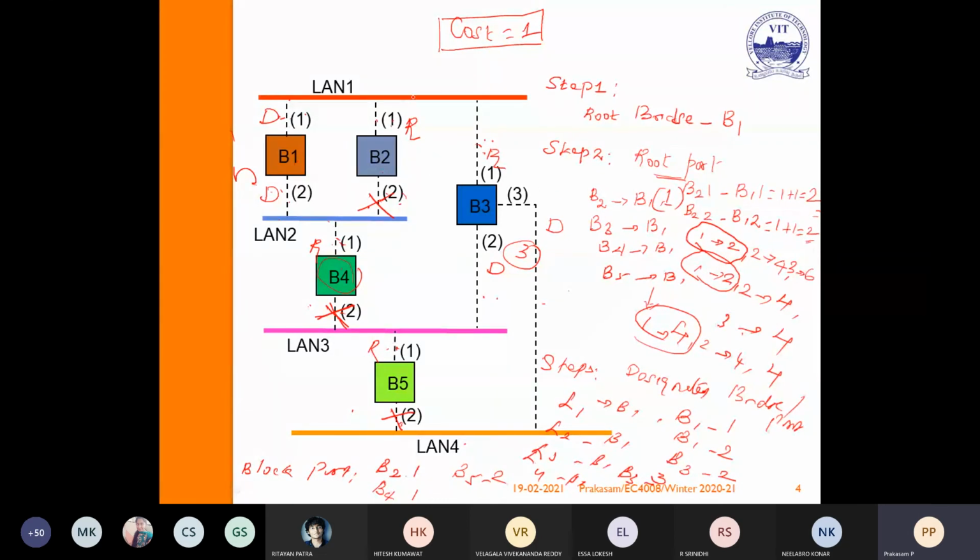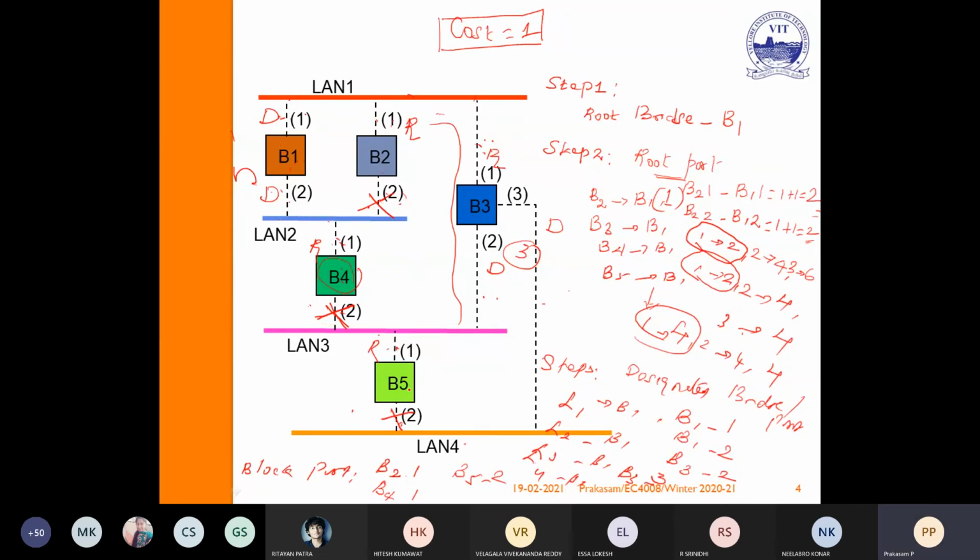Similarly, between LAN 1 and LAN 3, B3 is connected. Next, B1 and B4 are connected. So this is also in series mode. So here also, to avoid the looping, B4 port 2 is removed, which is the black box. That means from LAN 3 to LAN 1, it will always go in this direction. So the looping problem will be removed.